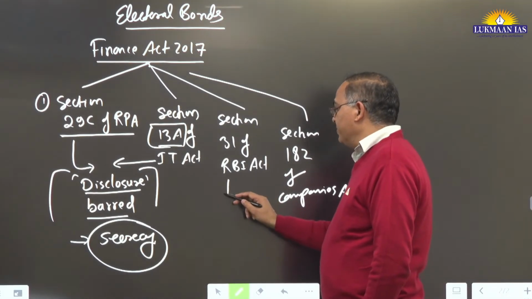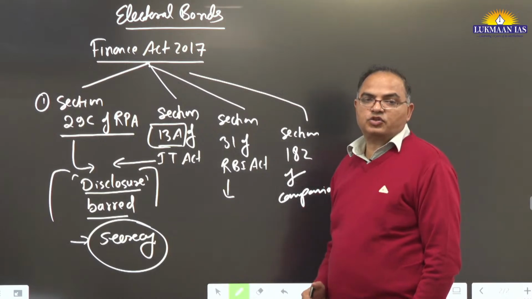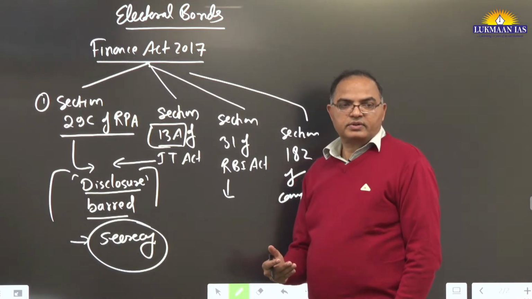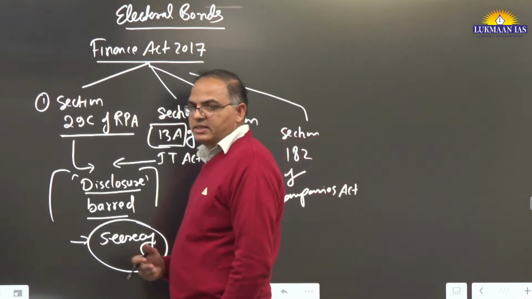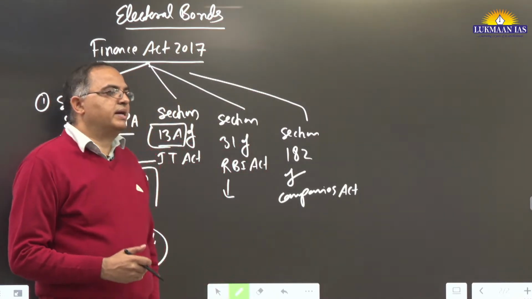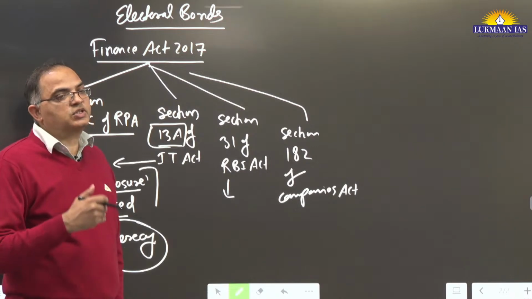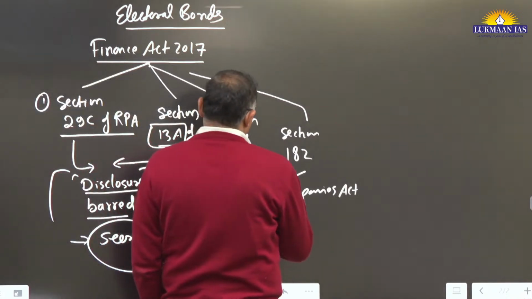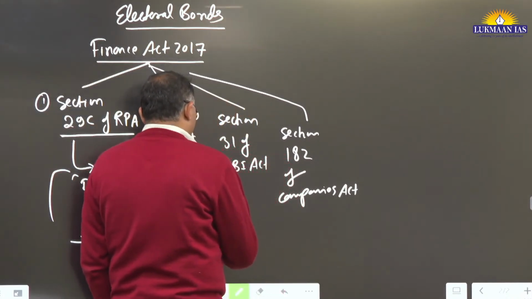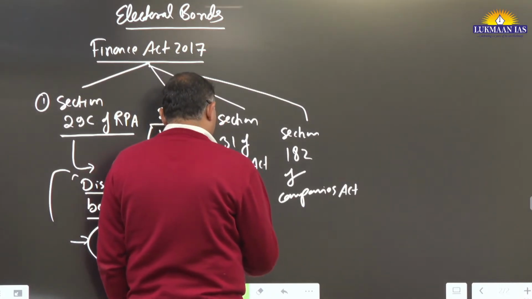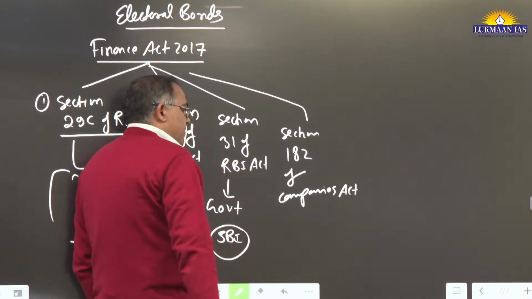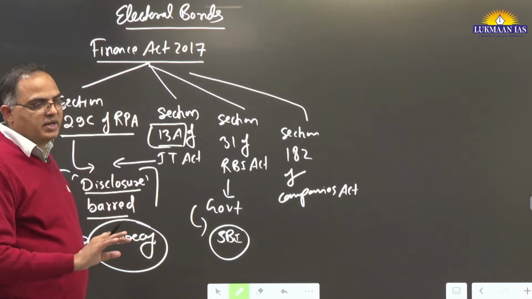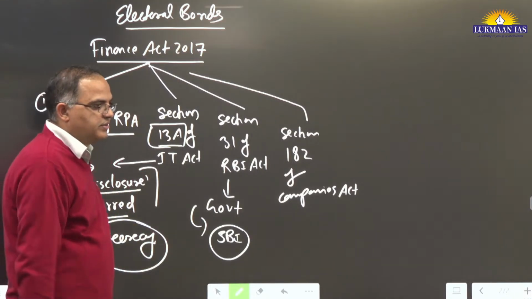Then in the RBI Act, they amended that the government can authorize any bank to issue such bonds. Generally it is the RBI which is the authority, although the government can also be. By amending Section 31, the government can empower any bank to issue those bonds, and the government empowered the State Bank of India. But the RBI amendment has not been a major legal challenge.